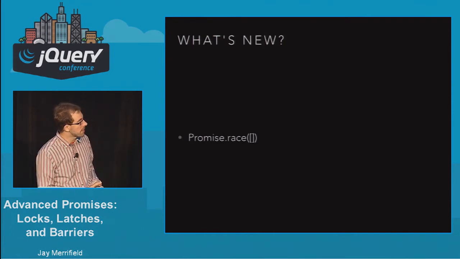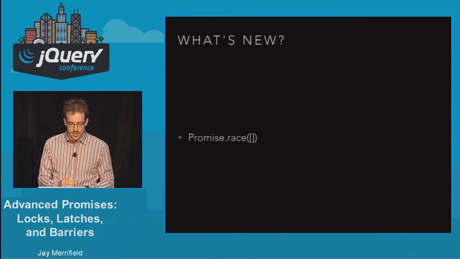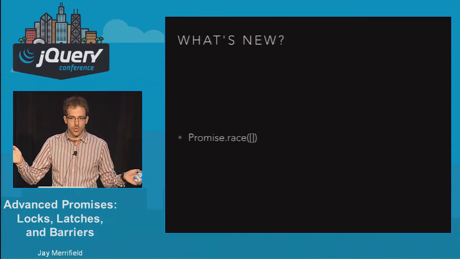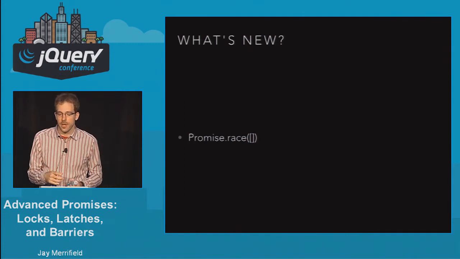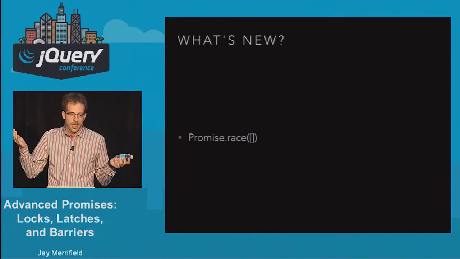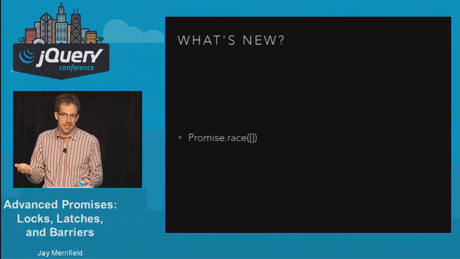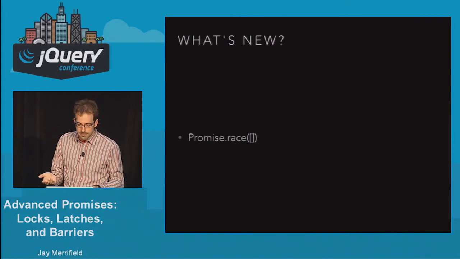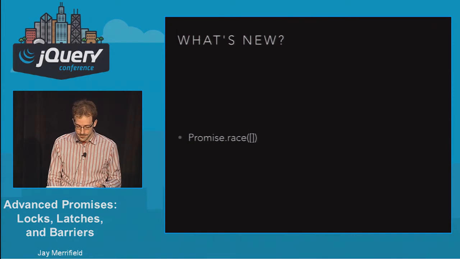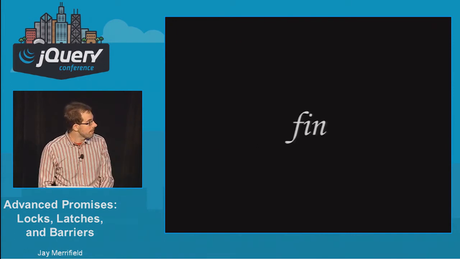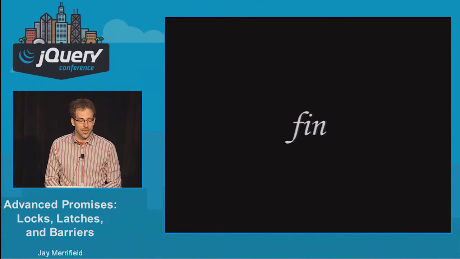What's new? This is an interesting one. Promise.race. Basically, you give it an array of promises, and it will return when any of them finishes, just one of them, whether it's a success or a fail. Normally when you do a $.when, when one of them fails, they'll all fail immediately. But this will work if any of them succeed. I don't exactly have a use case for it yet. I haven't had to use it yet. But that is all. And I'm a little short, so any questions?